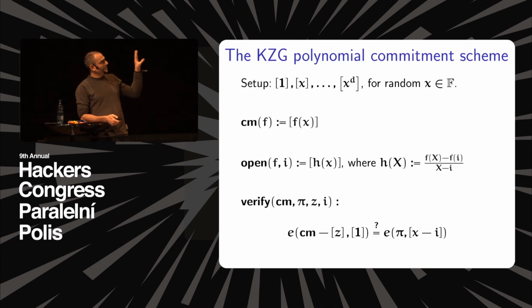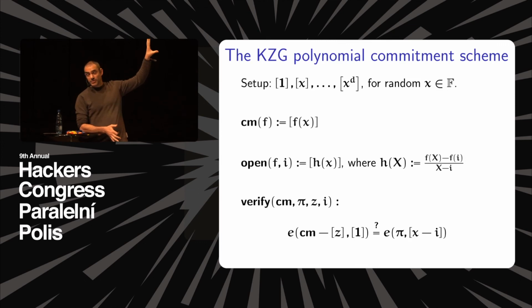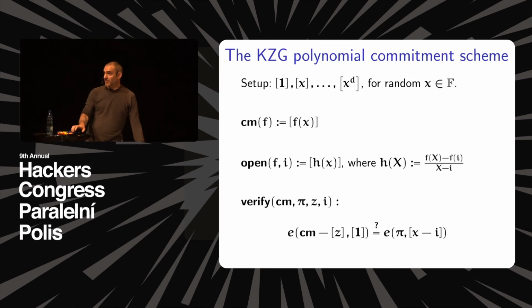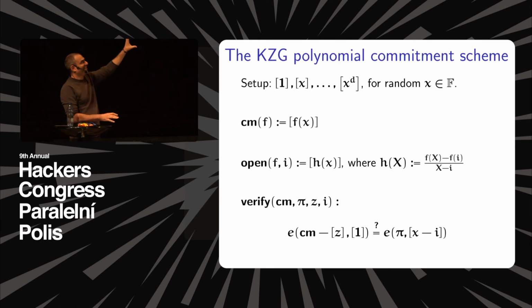Basically, the idea is that using these pairings, you can get this magical primitive called a polynomial commitment scheme. This is a lot to digest, so since I have about 30 seconds, I'll say one thing.